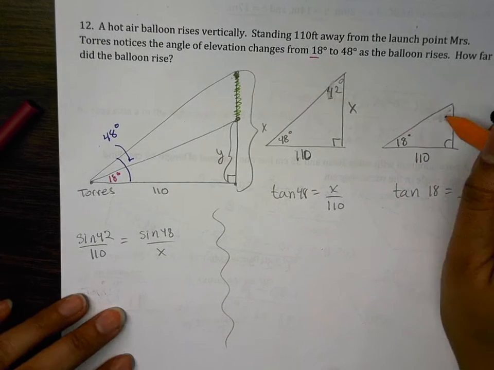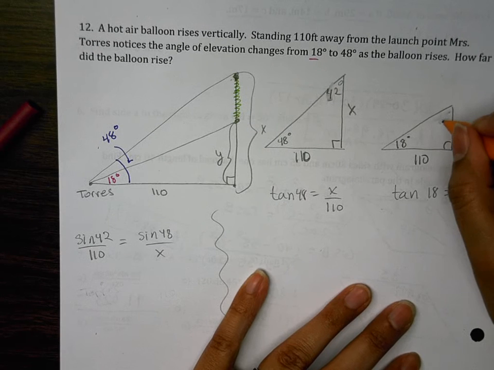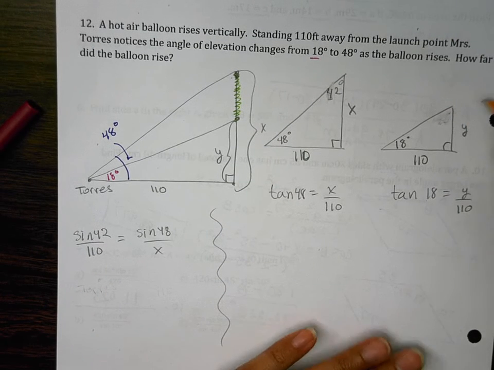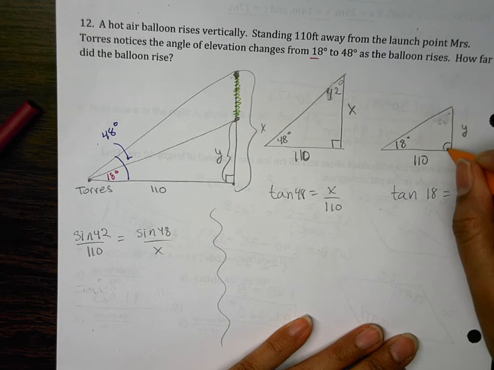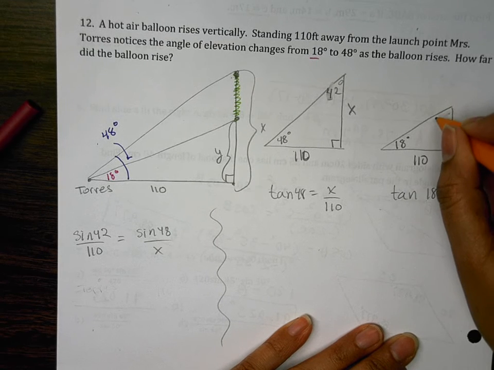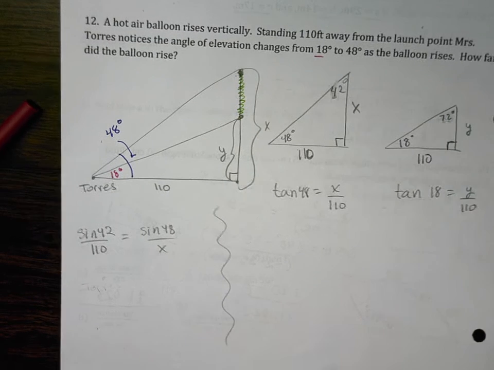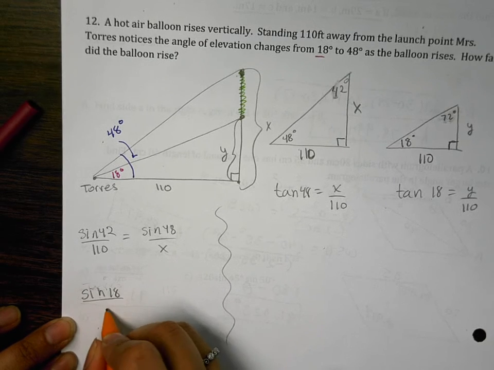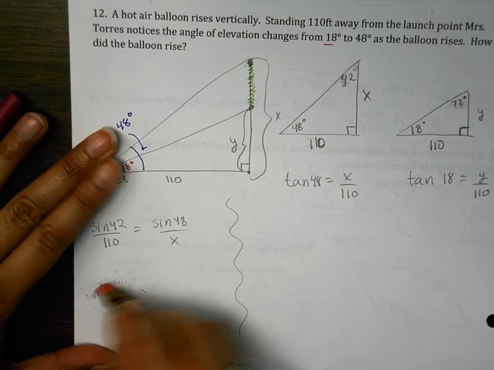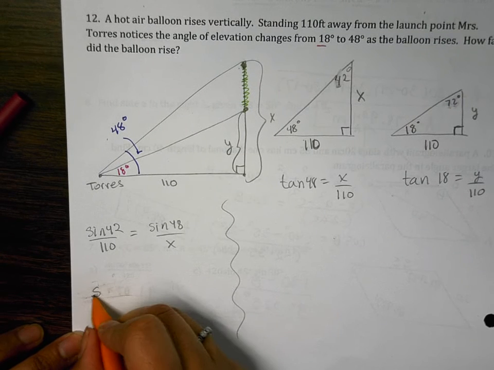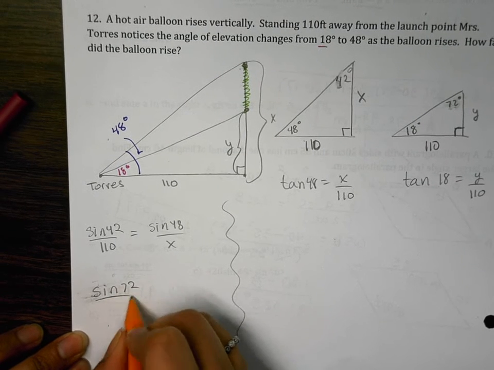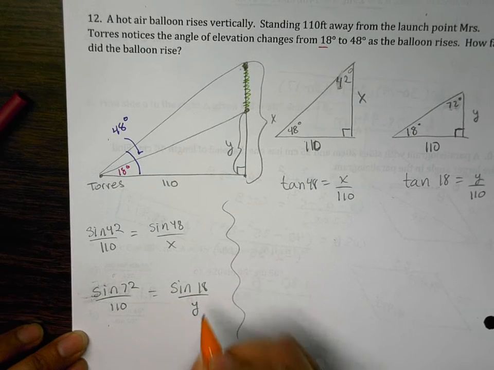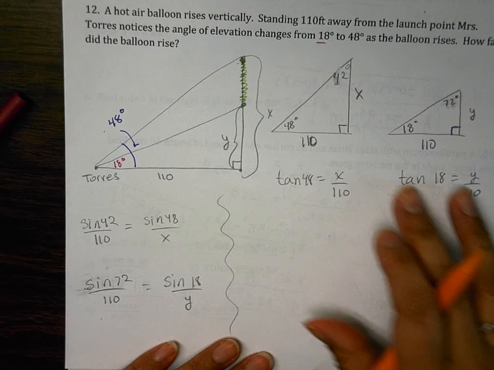And those of you that did the law of sines, what is this top angle in this one? Anyone have it? 72? Okay, and then you would do the same thing: sine of 72 over 110 equals sine of 18 over y.